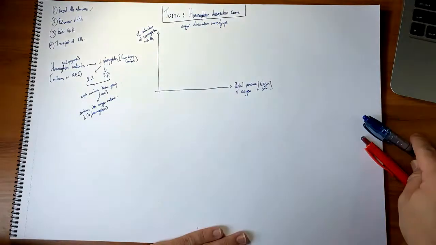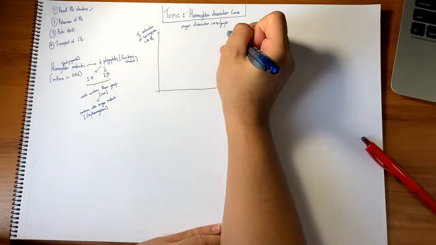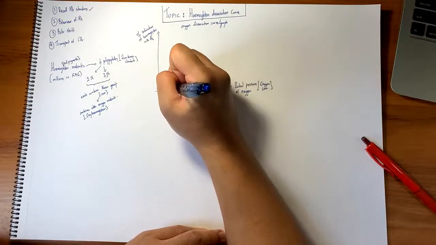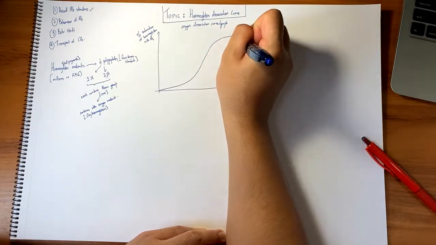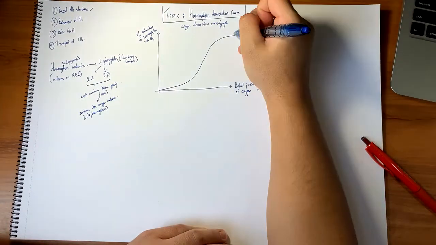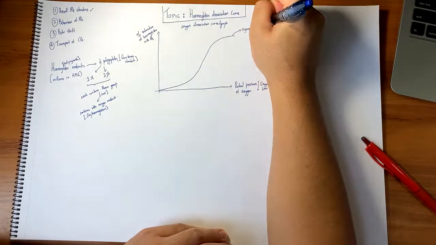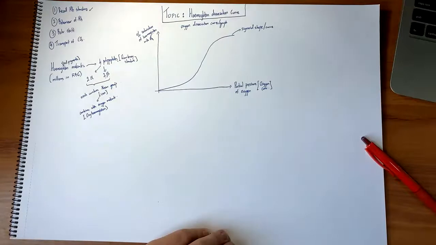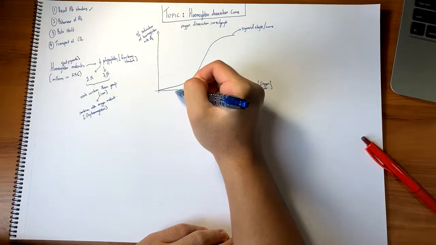And this is what the graph will look like, right? So they will have what we call a sigmoidal curve, or sigmoidal graph. So the graph will look something like this, right? And this is the sigmoid shape, okay? Sigmoid shape or sigmoid curve, right? And this is the graph, the shape of the behavior of the hemoglobin molecule.